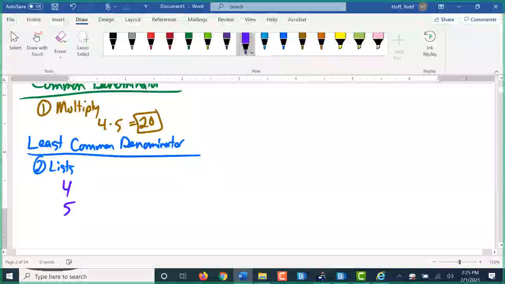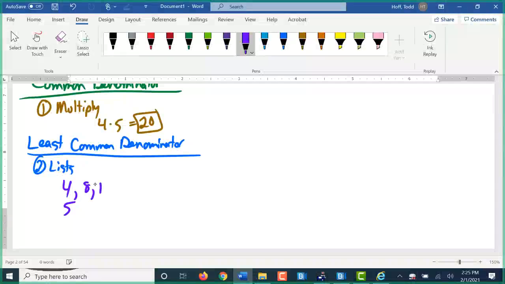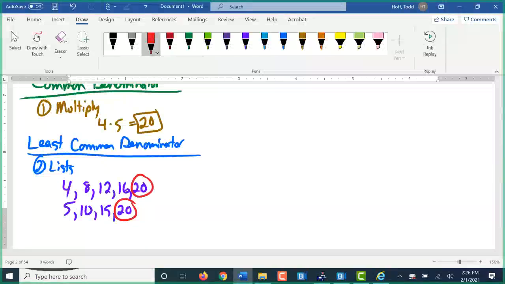List out the multiples. Remember, multiples were 4 times 1 is 4, 4 times 2 is 8, 4 times 3, 12, 4 times 4, 4 times 5. Now we can stop there because we know that 5 is going to go into 20, right? 5 times 1 is 5, what's 5 times 2? 10, 5 times 3, 15, and 5 times 4, 20. So we didn't find anything smaller, so it goes. They both go into 20. So 20 would be the least common denominator there.